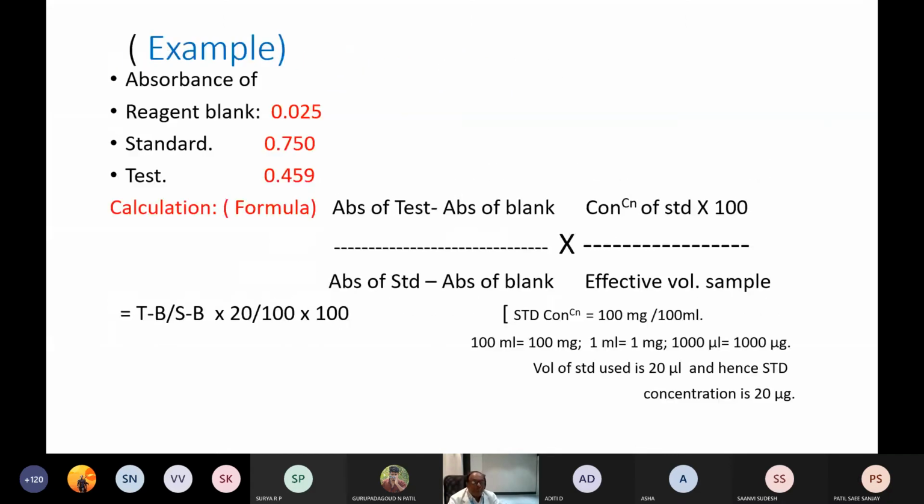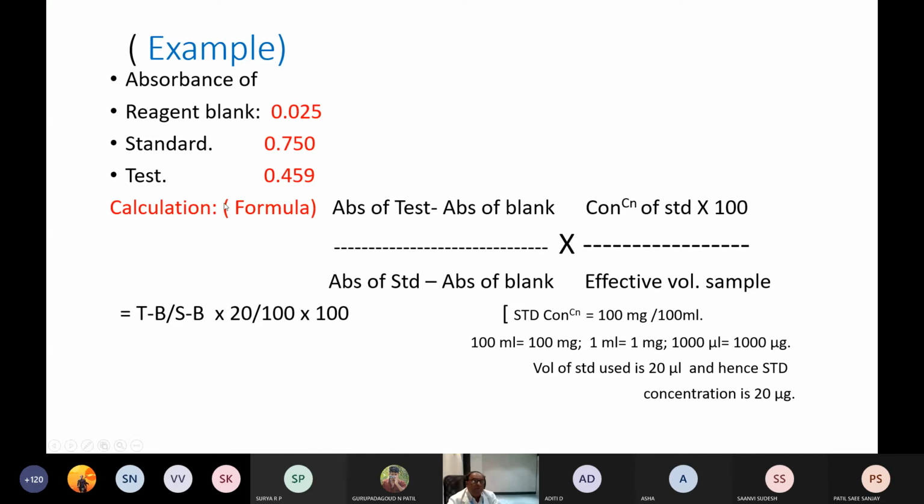Now, what is the next step? After the incubation, we have taken the absorbance of these 3, reagent blank, standard and test, against distilled water, keeping distilled water as the blank. The reagent blank is showing 0.025, standard 0.750 and test 0.459. So we have recorded these 3 values on the spectrophotometer.